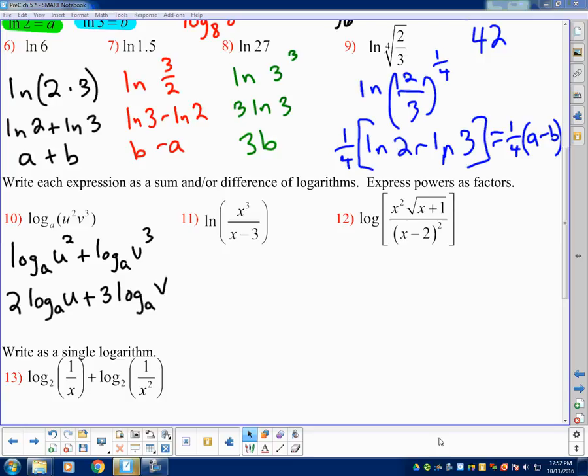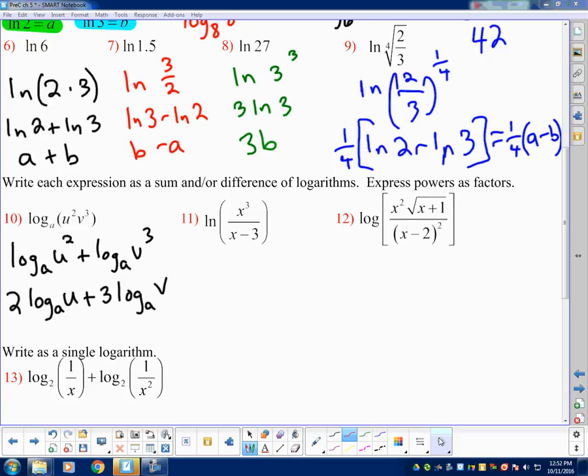That's it. Number 11 here. Let's see if we can break this up into a sum, difference of logs, or factor of the power out in front. So what would be the first step?